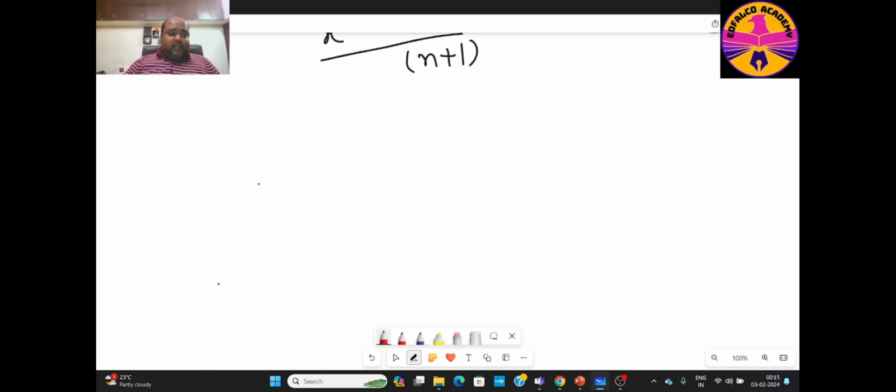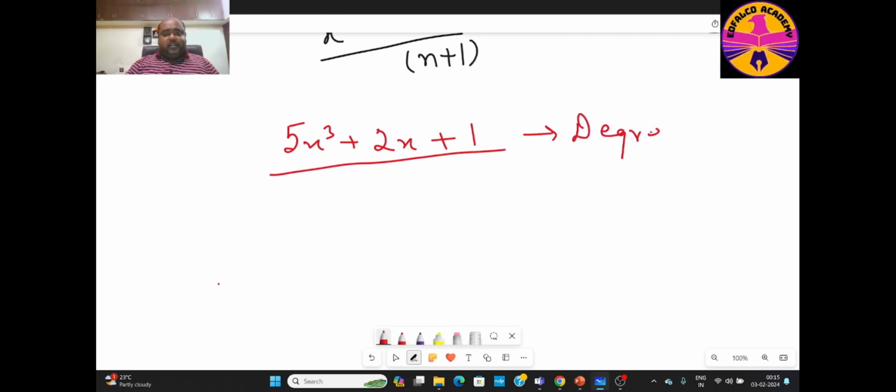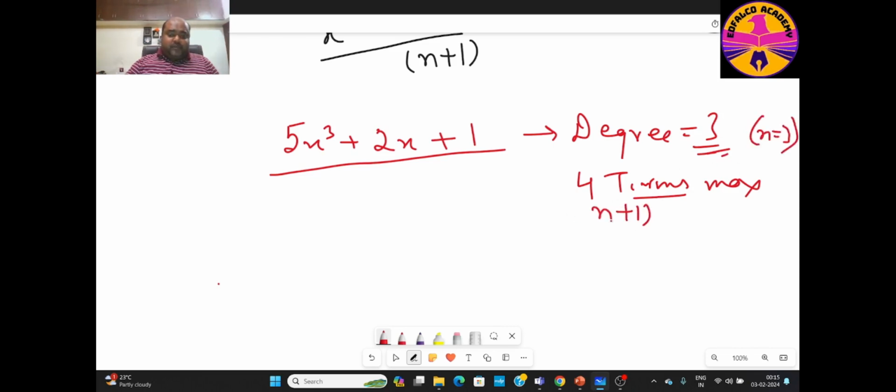So, for example, suppose I have the expression 5x cube plus 2x plus, let's say, 1. This is my expression. What is the degree? Obviously, the degree is 3. But you would say that it should have 4 terms maximum, right? If the degree is 3, which means n is equal to 3, I should have a maximum of n plus 1 terms, which means a maximum of 4 terms. Now here we are seeing that there are just 3 terms. Where is the 4th term? The thing is that the coefficient of the 4th term is basically 0.